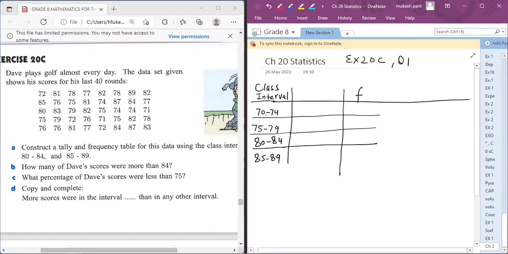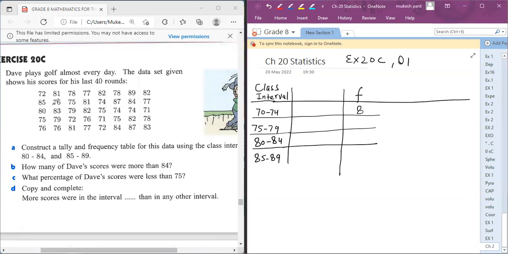So now 70 to 74. Count all the data which is 70 to 74. First one is 1, and then there is 2, 74, then 3, 4, 5, 6, 7, and then 8. There are 8. Guys, is everybody understanding, or do you have a problem?